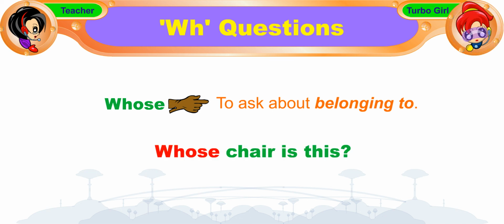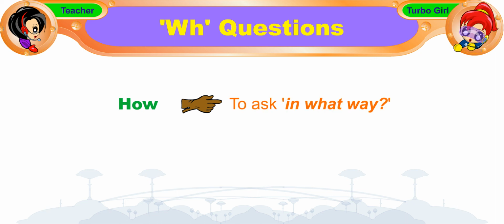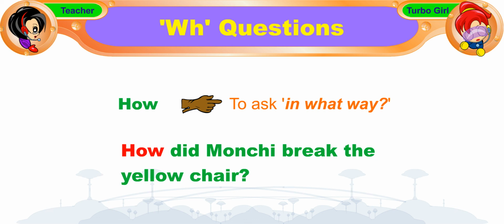And finally, we can use how to ask in what way. For example, how did Monchi break the yellow chair?